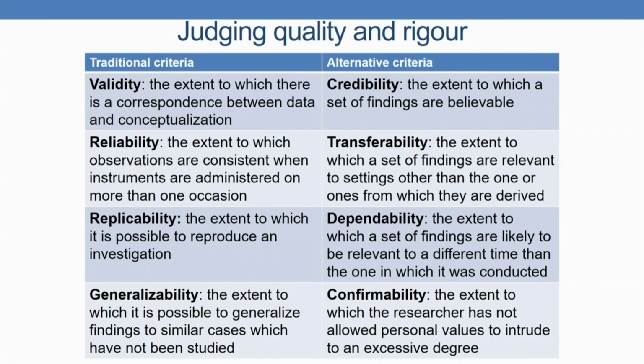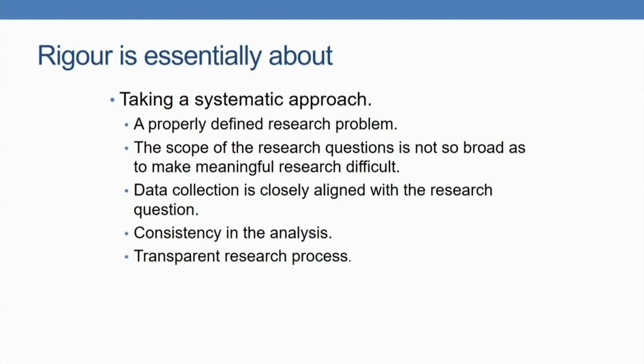And instead of generalizability, we could focus more on confirmability, which is the extent to which the researcher has not allowed personal values to intrude to an excessive degree. Now, because traditional criteria are biased towards quantitative approaches, alternative assessment criteria seek to be more inclusive, and therefore, we could shift from looking at validity to credibility, reliability to transferability, and so on. Now, what is rigor essentially about? Rigor in development studies is essentially about taking a systematic approach. Although the choice of criteria may differ, it is argued that rigor is essentially about taking a systematic approach.